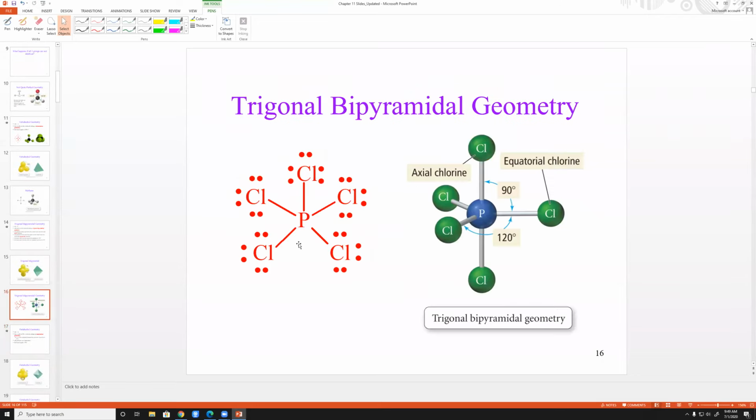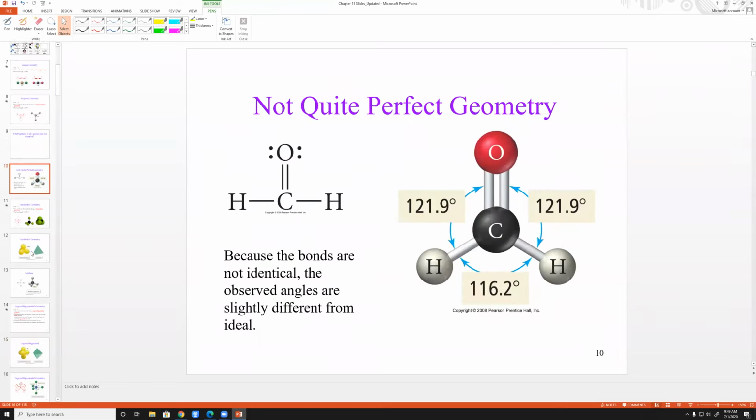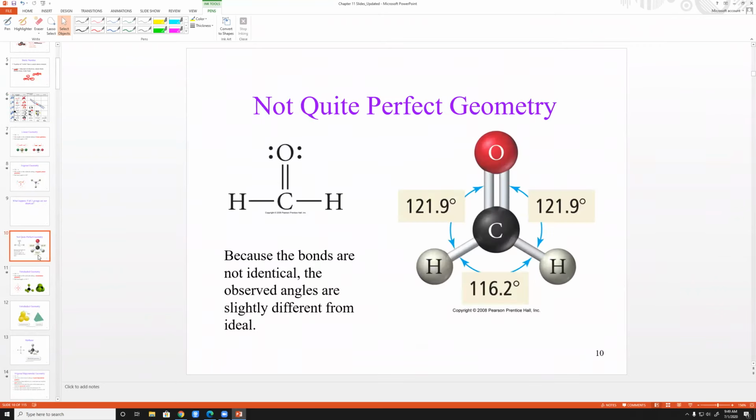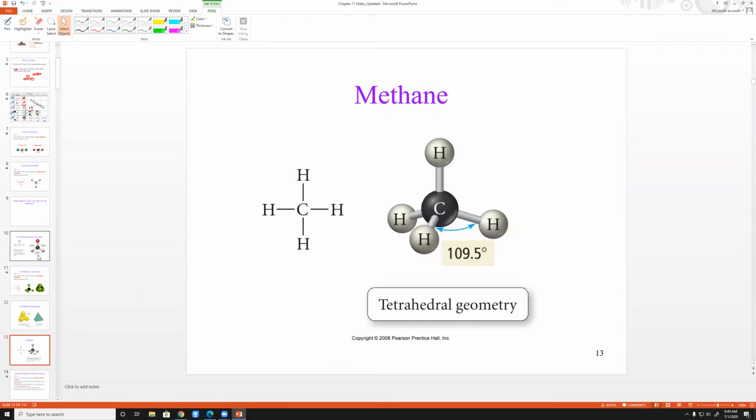So here's PCl5. Oh, sorry, I didn't mean PF5, I meant PCl5. But PF5 is still a thing.